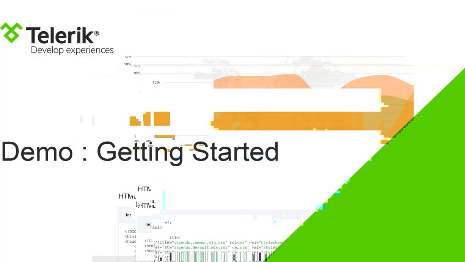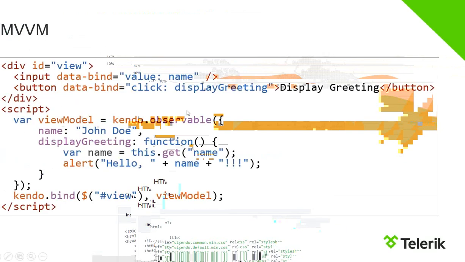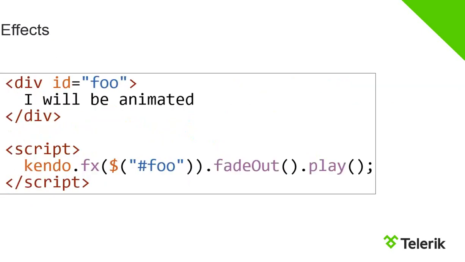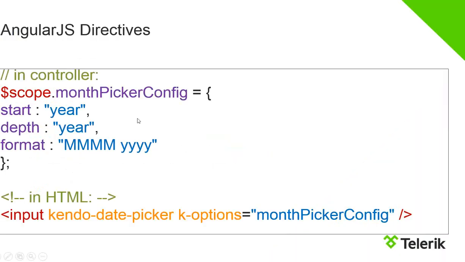Let's try to see where we are in terms of the deck, because I just went. So we saw the data source, we saw the MVVM. Of course, we talked about the globalization. I showed you how the templating works, and effects we did not see. Of course, we saw the widgets, and then last but not the least, we also have integration with Breeze, AngularJS, Backbone.js, Knockout, Bootstrap. So we work very well with everybody. In terms of the AngularJS, this is how simple it can be.